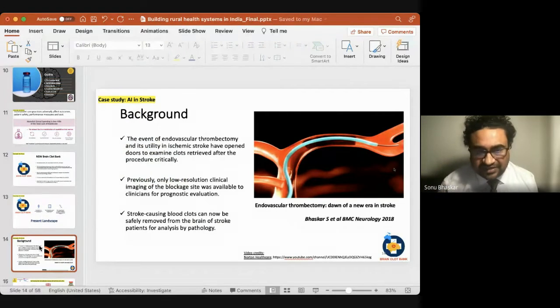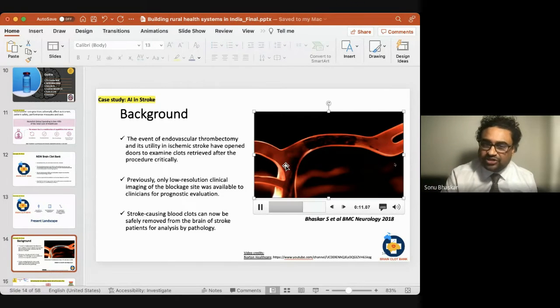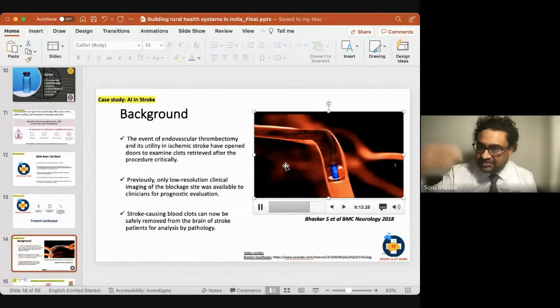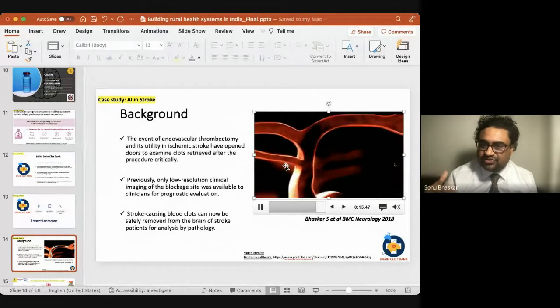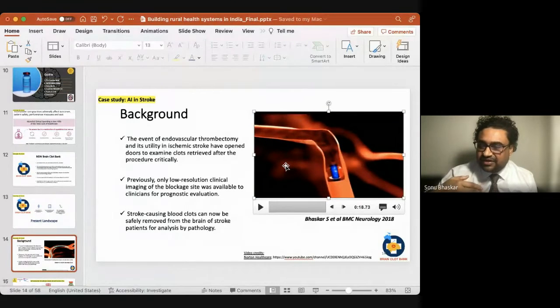To give you a brief understanding of what endovascular thrombectomy is, here is a schematic of a clot, as you can see in the artery, which is blocking that artery in the brain. And through that catheter we can now pull that clot out of that particular artery that is obstructing the blood flow into the brain. And once that clot is retrieved, blood flow to the brain is restored, and that dramatically improves outcomes in these patients.